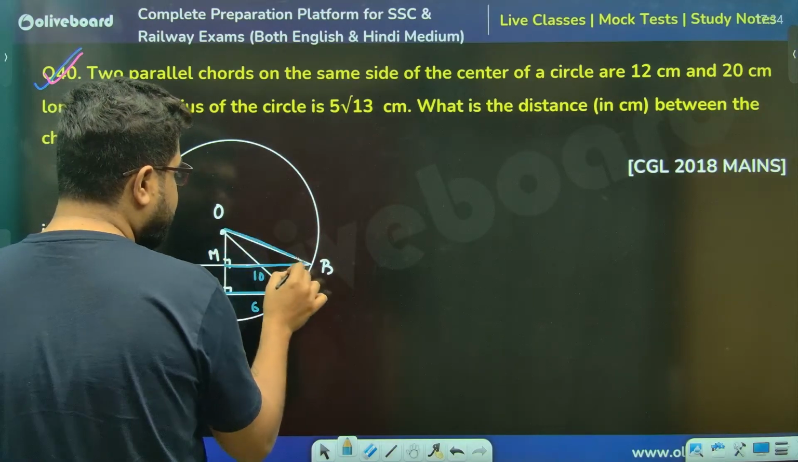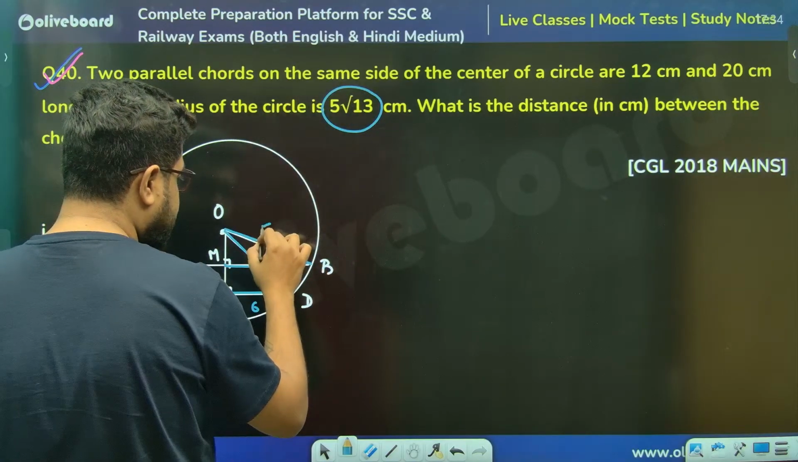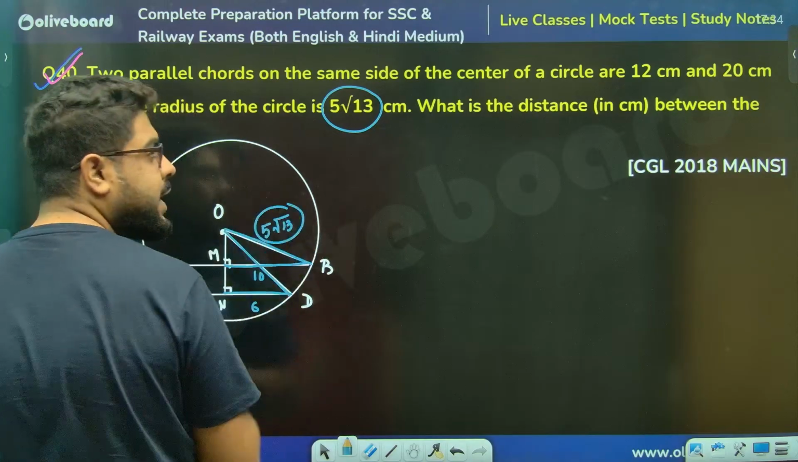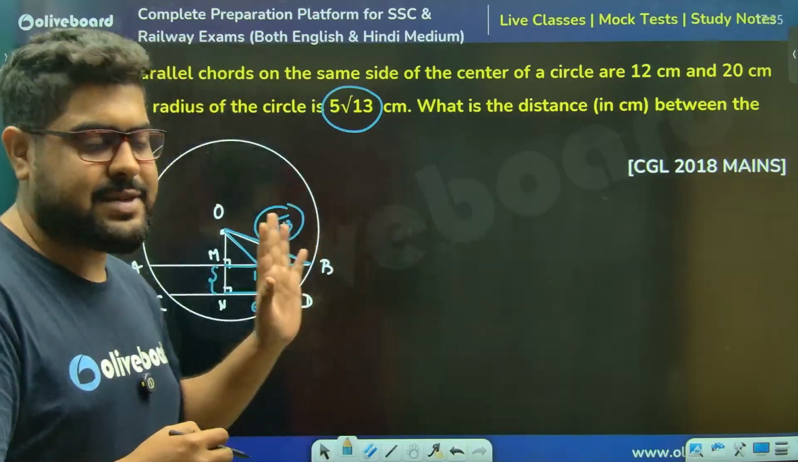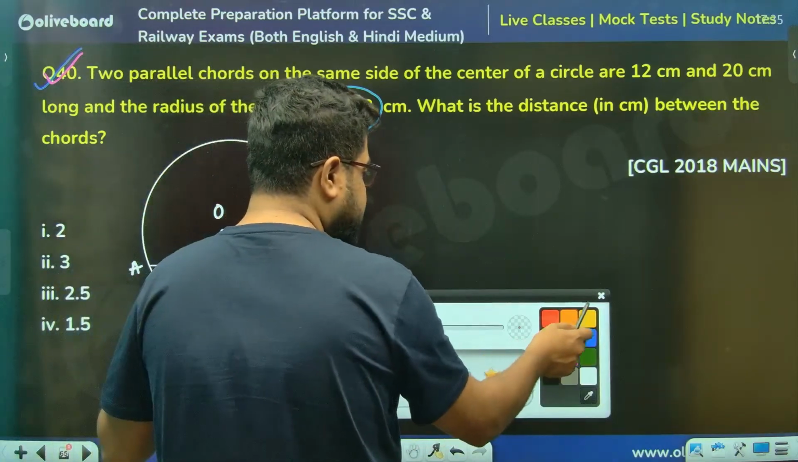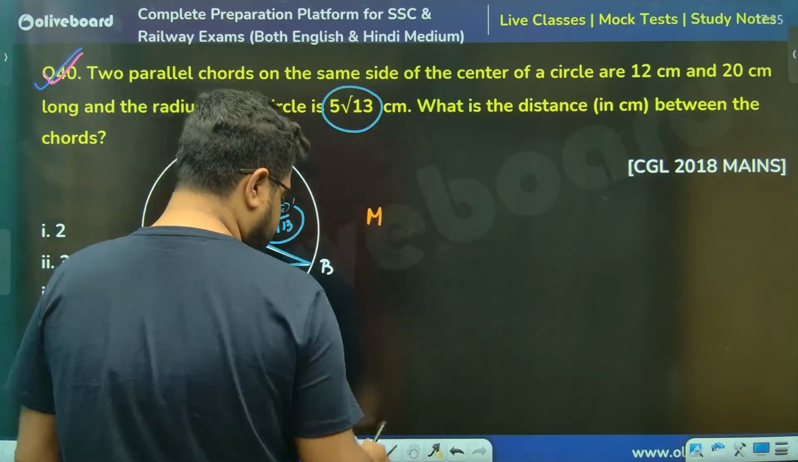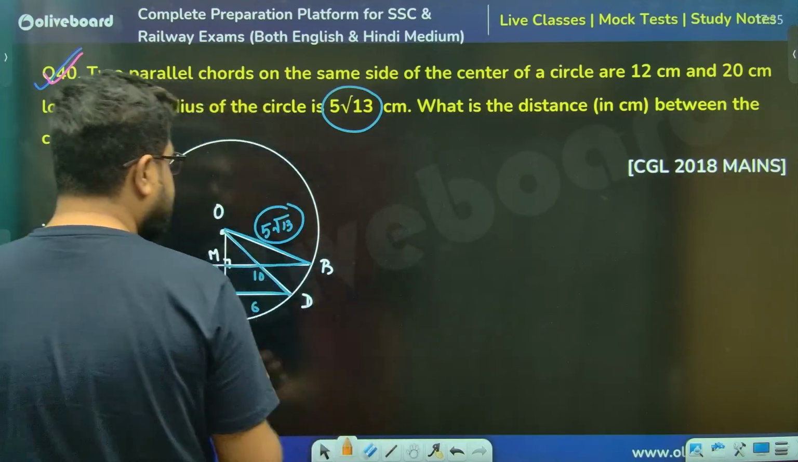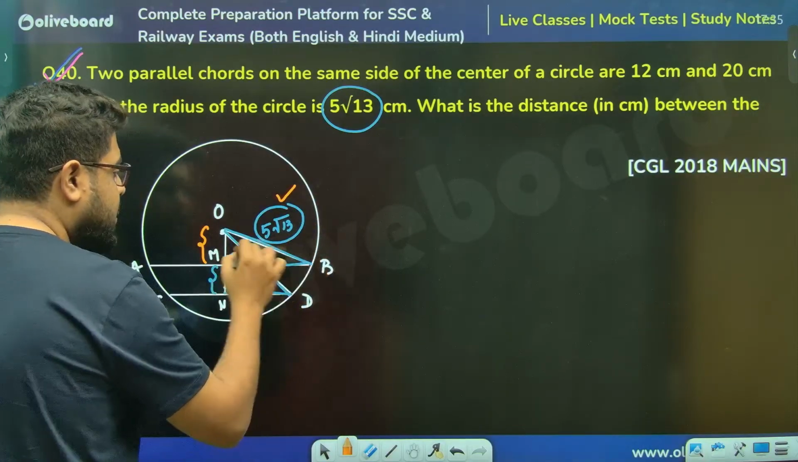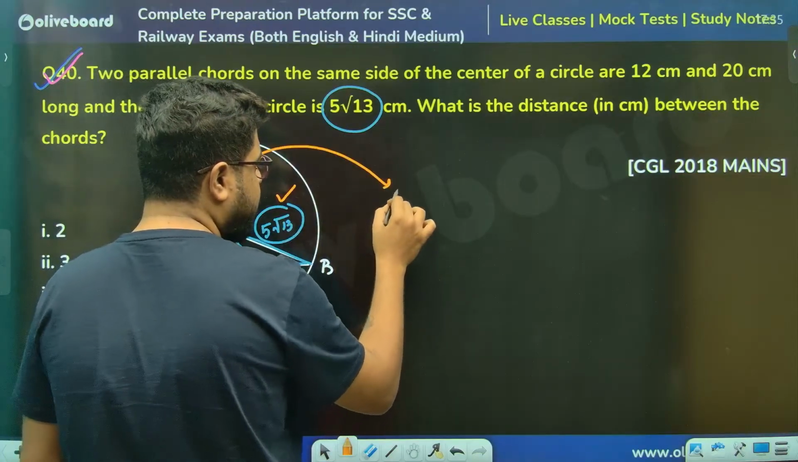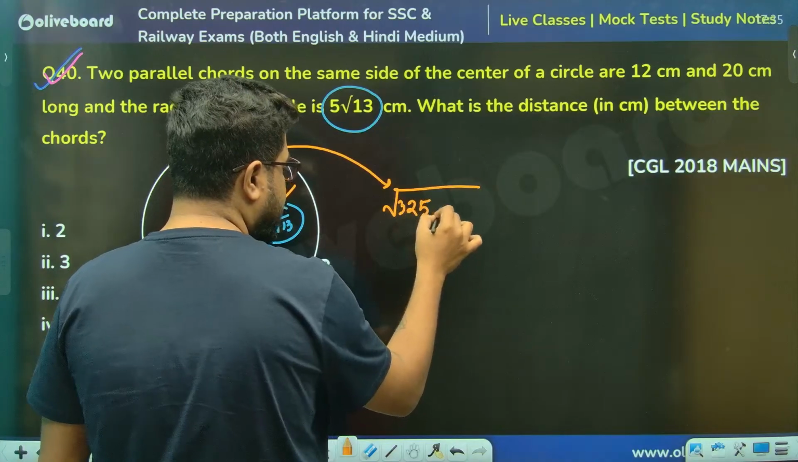Now, radius is also given. This or this, both are given as 5 root 13. And they are asking the value of MN, the distance between the two chords. Now let's see how to figure out MN. Before I go into MN, let's figure out OM first. For OM, we have this side and this side. So OM will be root over of the hypotenuse square, meaning 25 into 13, 325, minus.